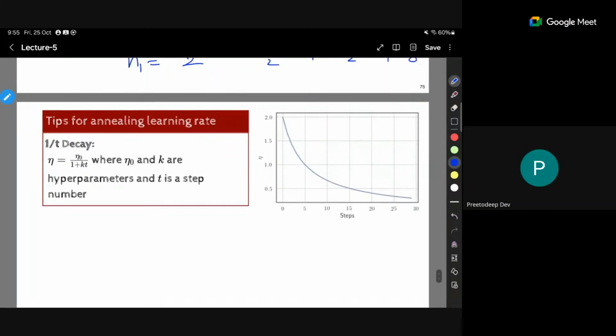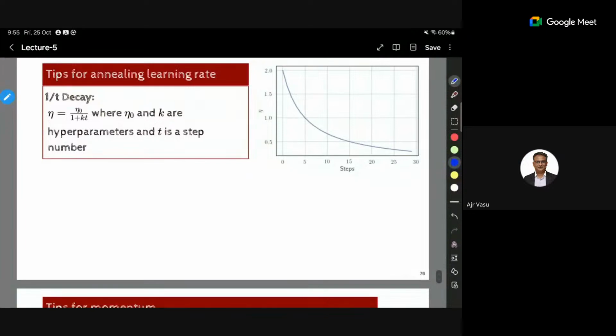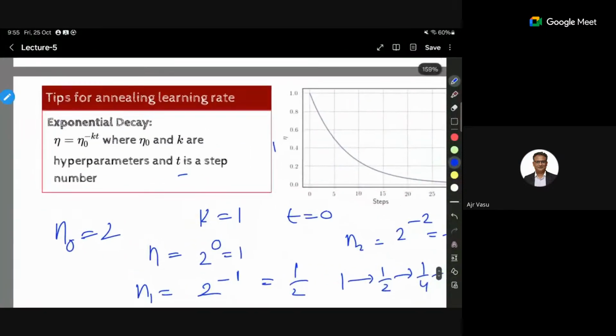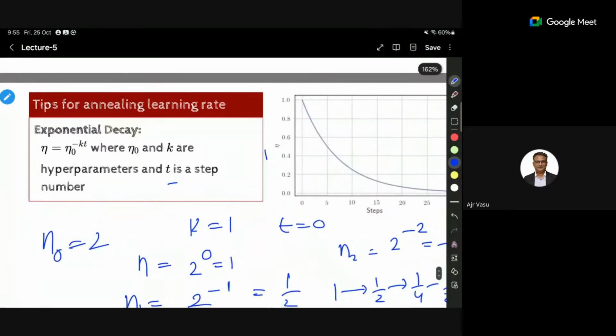Okay, another one which is decay. Can you repeat that last point, sir? I mean, we'll go with this formula. Will not.